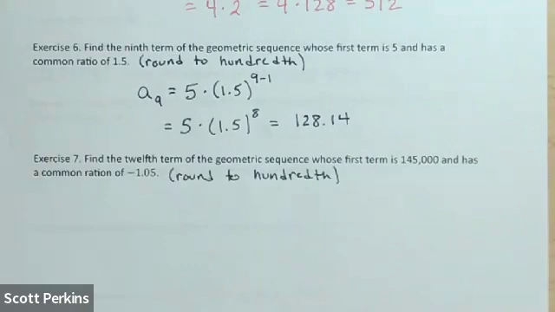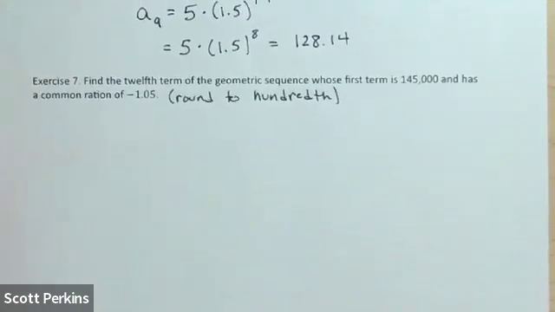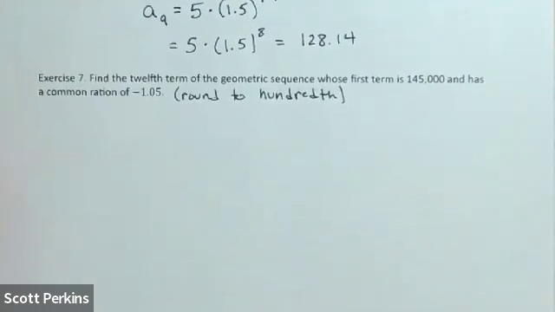All right, well then this is the last problem for this section. So go ahead, exercise 7, same thing, just this time we're finding the 12th term and I've changed the common ratio. Be careful because that common ratio is negative.